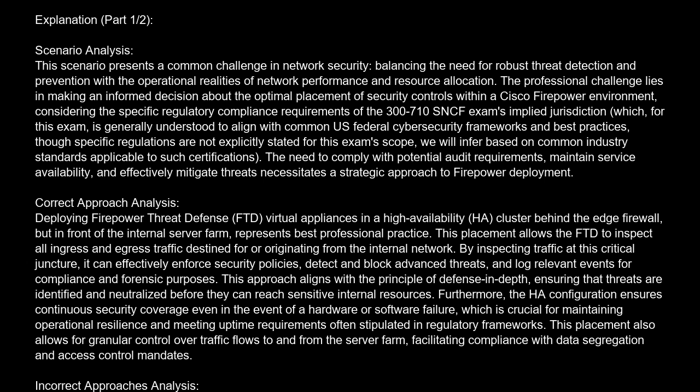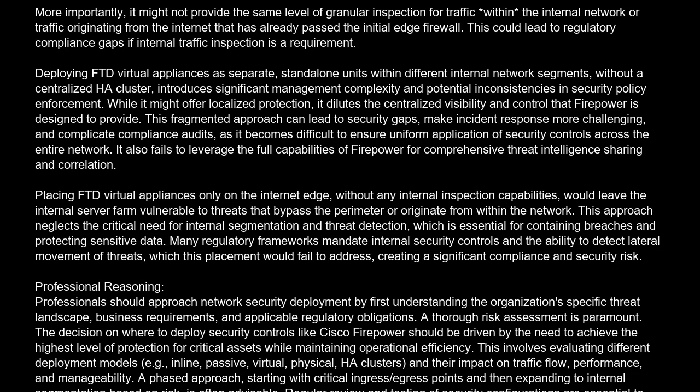Incorrect approaches analysis. Placing FTD virtual appliances directly at the internet edge, in front of the existing edge firewall, would create a redundant layer of perimeter security, but might not be the most efficient or effective placement for inspecting traffic destined for the internal server farm. The edge firewall typically handles initial ingress filtering, and placing FTDs here could lead to duplicated inspection or performance bottlenecks if not carefully configured. More importantly, it might not provide the same level of granular inspection for traffic within the internal network or traffic originating from the internet that has already passed the initial edge firewall. This could lead to regulatory compliance gaps if internal traffic inspection is a requirement.